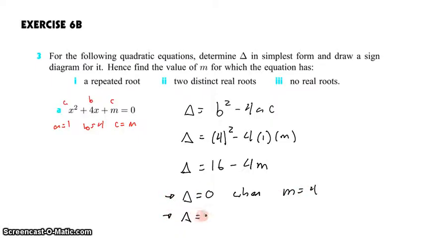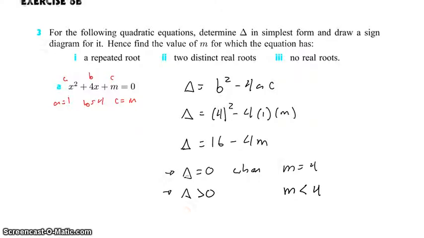The discriminant is greater than 0 when m is less than 4. So if m isn't quite 4, if it's less than 4, then we have 16 take a number less than 16, and we wind up with a positive number for the discriminant.